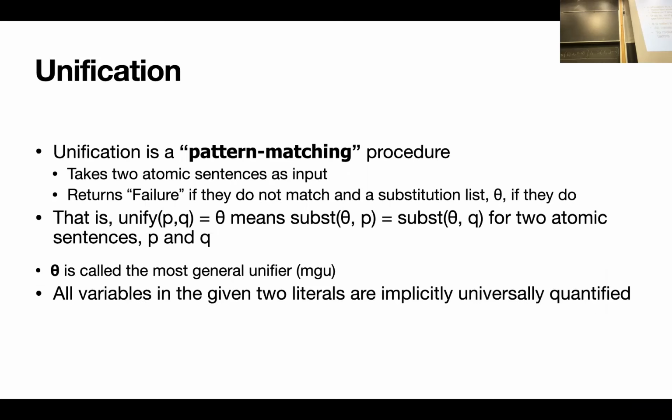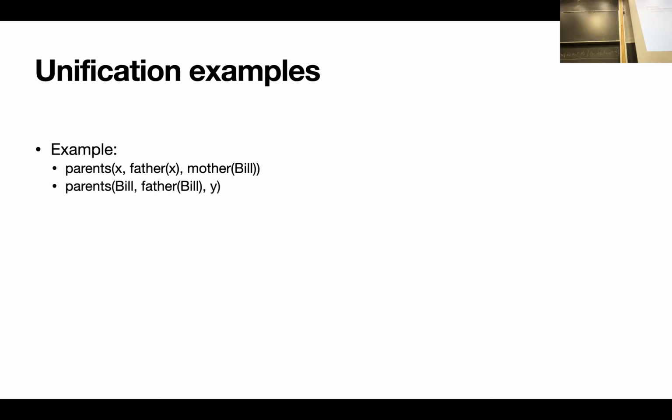Let me show you an example. Let me skip straight to the example because it'll make more sense. Let's say we have this sentence: parents of X, father of X, and mother of Bill. And then another sentence: parents of Bill, father of Bill, and Y. The idea is that we want to align the two sentences.